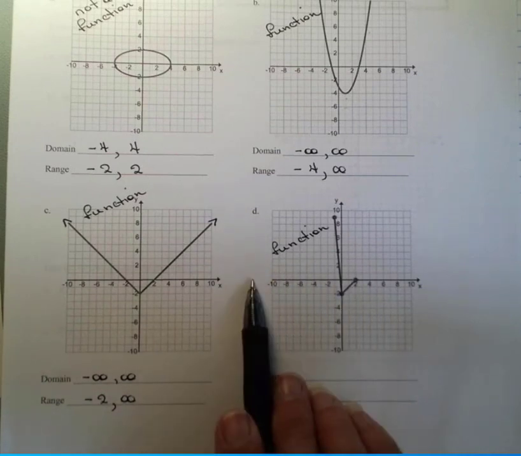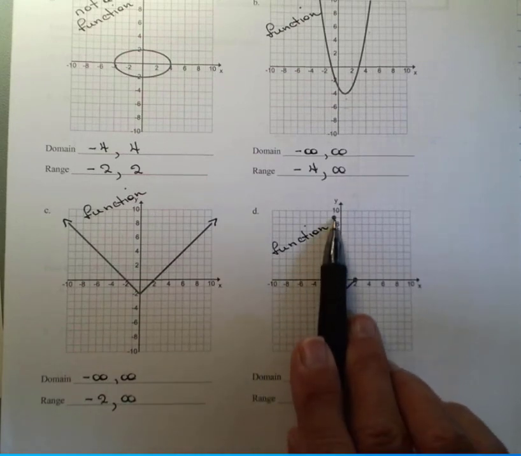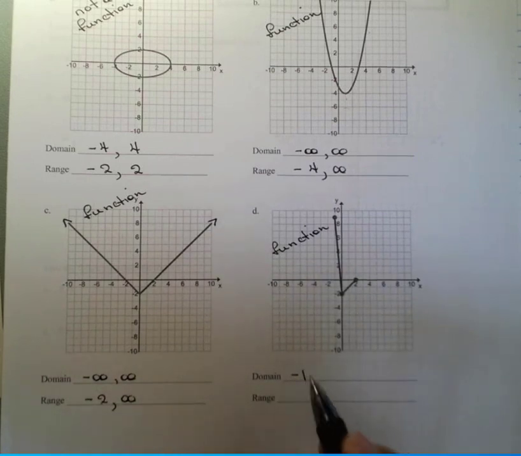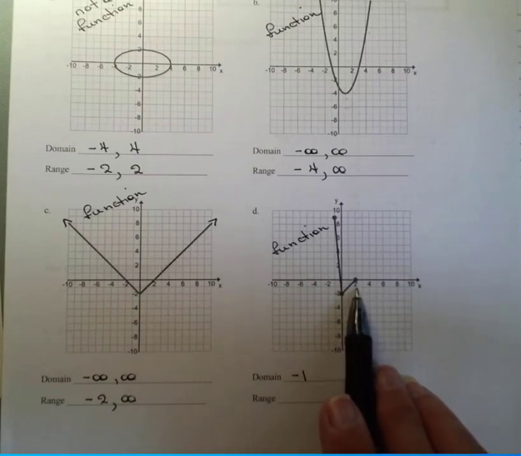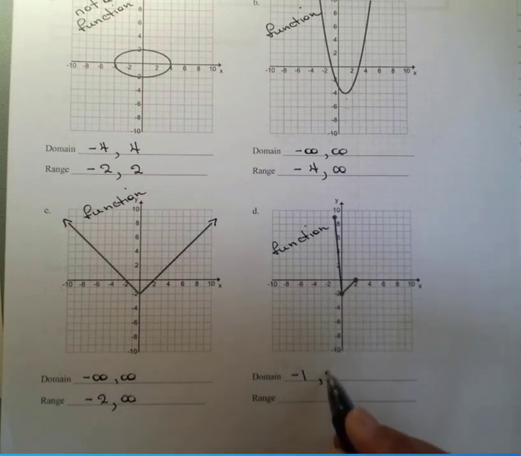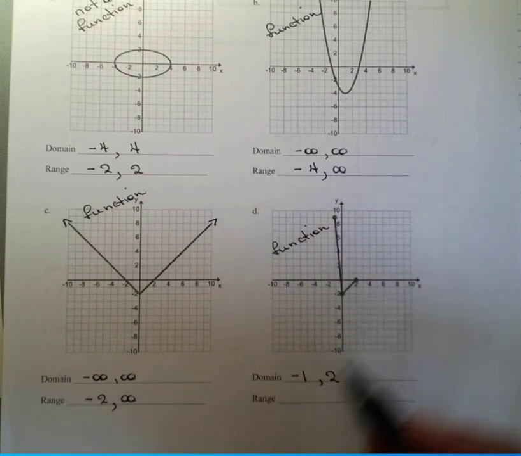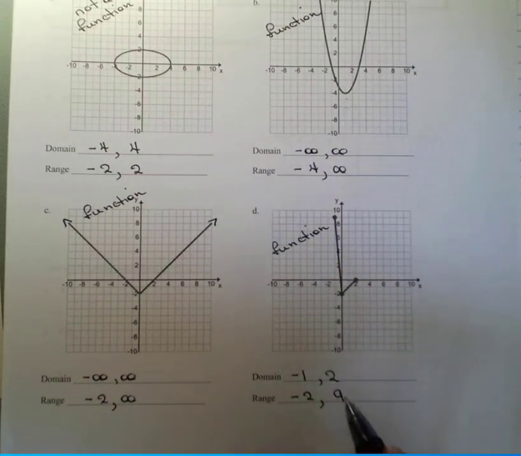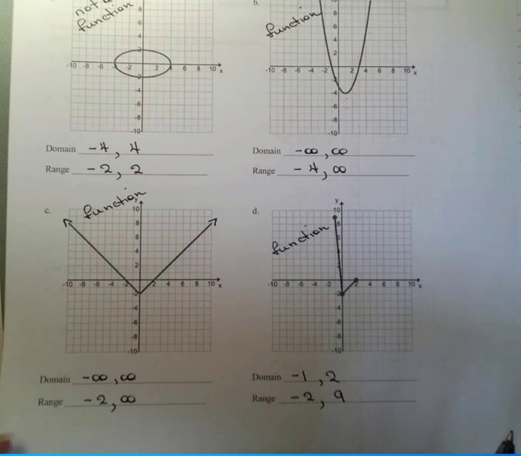How far to the left does it go? Well, the smallest I go here is right here, this point, which happens to be -1 on the x-axis. And that would be the smallest my domain reached. And how far do we go to the right? Well, the furthest to the right I got was a +2. So that's my domain, -1 to +2. As far as the range, I go down here and I say, what's the lowest it gets? Well, it goes down to a -2. And it stops at a +9. So my domain, -1 to 2. My range, -2 to 9.